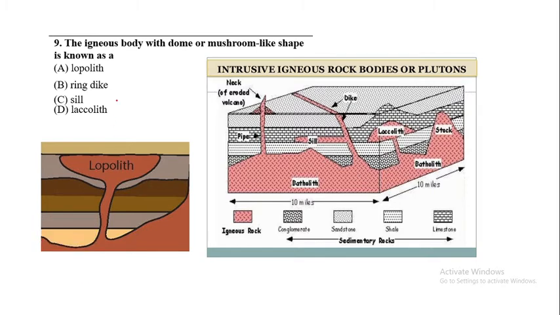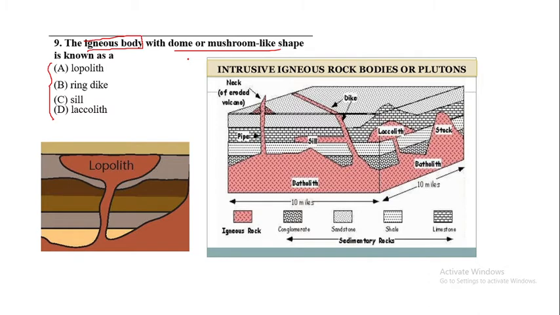Now here is the ninth question: the igneous body with dome or mushroom like shape is known as. Here there are four options given: lopolith, ring dike, sill and laccolith. What we need to identify is what an igneous body with a dome or mushroom like shape is called.